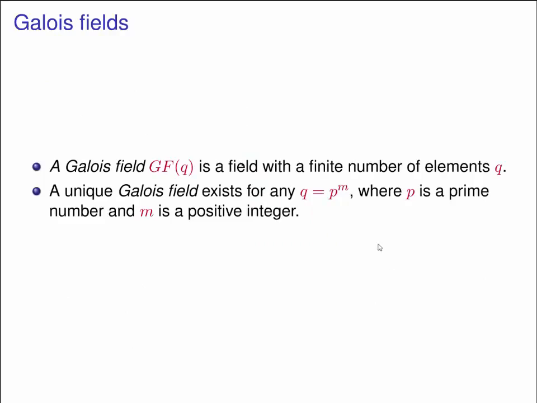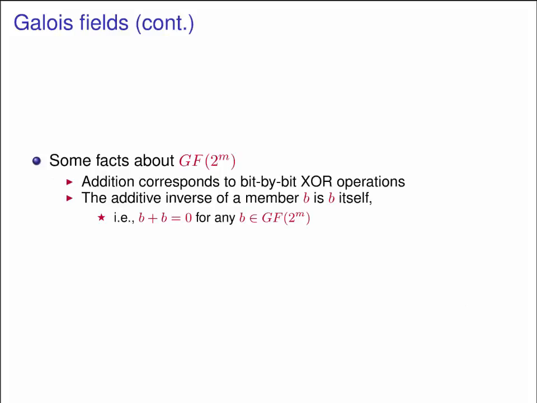To summarize, a Galois field exists for any p and m, where p is a prime number and m is a positive integer, and also those fields are unique. So it doesn't matter how you construct a Galois field with the same number of elements, those fields will be isomorphic to each other. For practical purposes, we are interested in a field with characteristic 2. That means a field that includes 2^m elements, where m is an integer greater or equal to 1. And those fields are interesting because they can be represented by a binary vector of length m, because they include exactly 2^m elements.